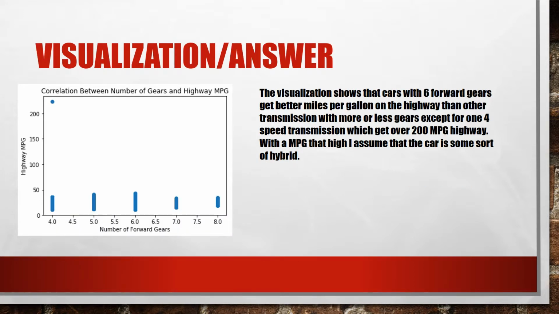The visualization to the left shows that cars with 6 forward gears get better miles per gallon on the highway than other transmissions with more or fewer gears, except for one 4-speed transmission, which got over 200 miles per gallon on the highway. With an MPG that high, I can only assume that the car is some sort of hybrid.